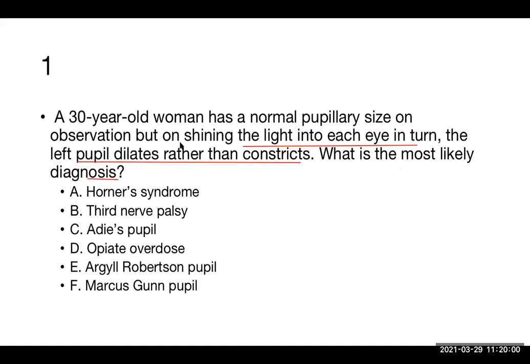So, very clear-cut case. She is a lady of 30 years, has a normal pupillary size on observation. But while you shine the light into each eye in turn, this is called the flashing light response, the left pupil dilates rather than constricts. So which one is your choice from the list?